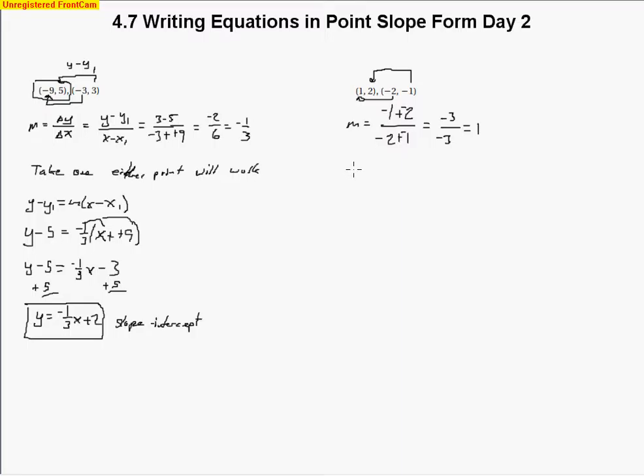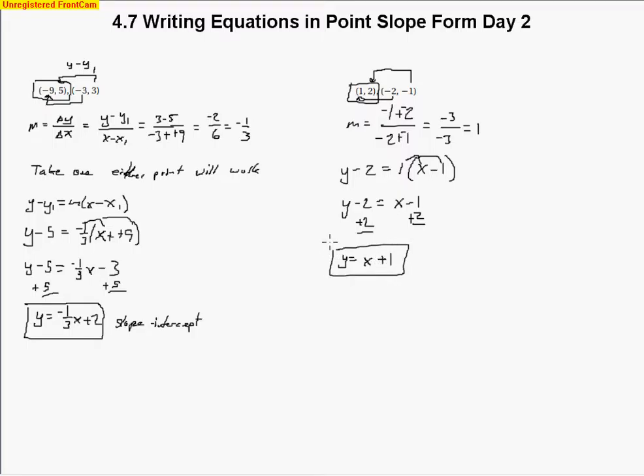So just take a point, doesn't matter which one, and use point slope. So y minus 2, I'm going to pick this point right here. y minus 2 equals the slope of 1 times x minus 1. And I distribute. I'm still left with y minus 2 equals x minus 1. I just distributed the 1 over both terms, and that didn't change any numbers or signs. So I add 2 to all sides, and that's how I'm getting y equals x plus 1.